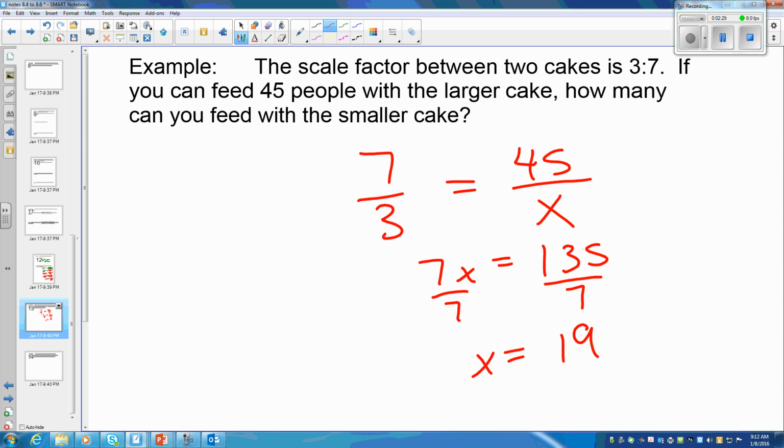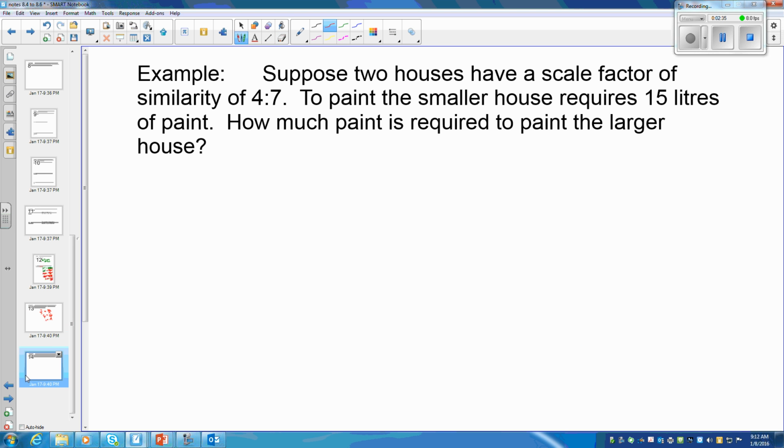Ready for your last question of the day? Well, before you get an assignment of multiple pages. Suppose you have two houses with a scale factor of similarity of 4 to 7. To paint the smaller house requires 15 liters of paint. How much paint is required to paint the larger house? What do you think we should do?